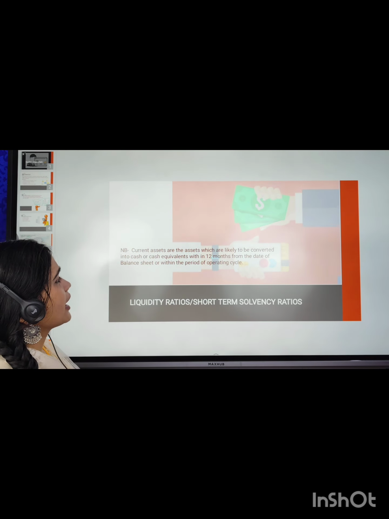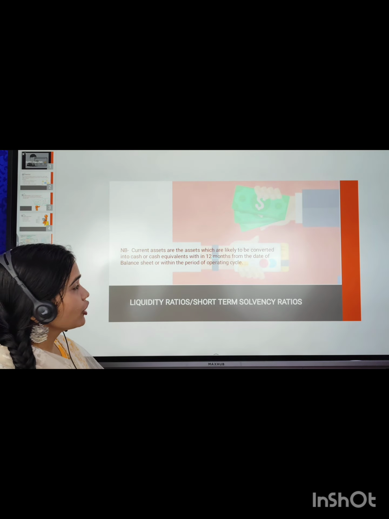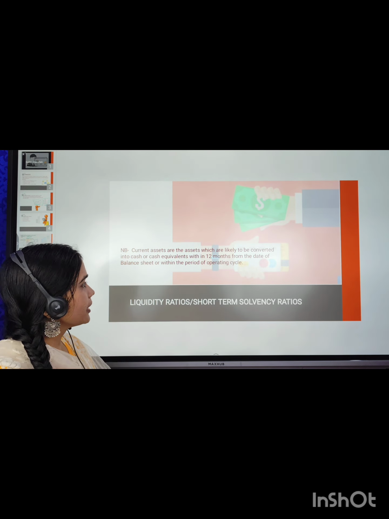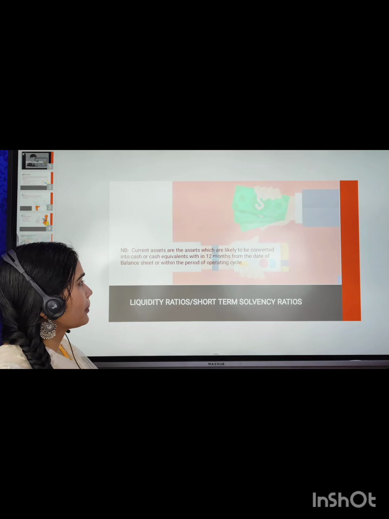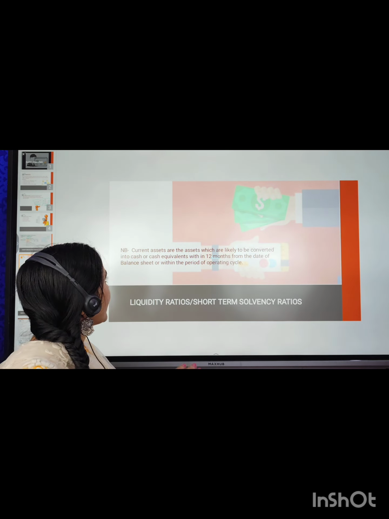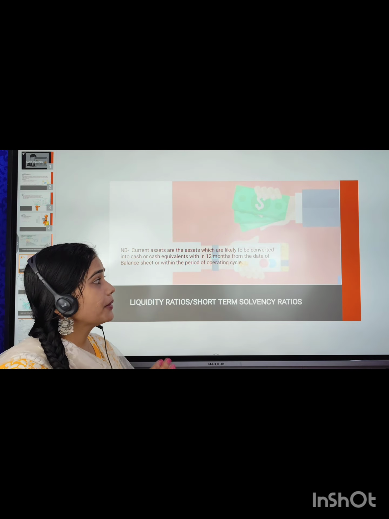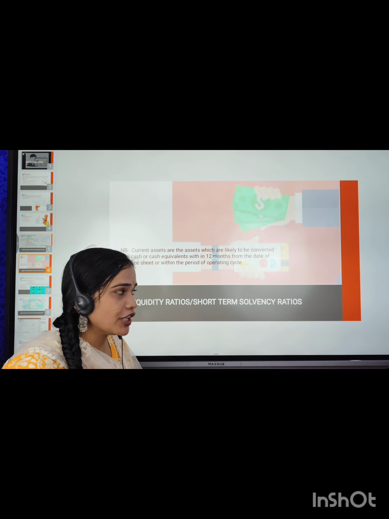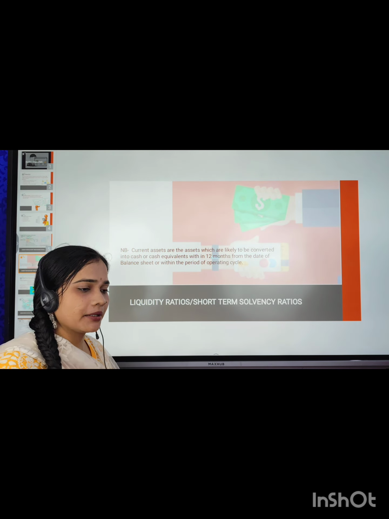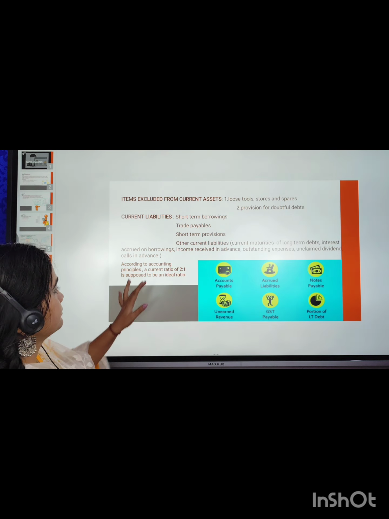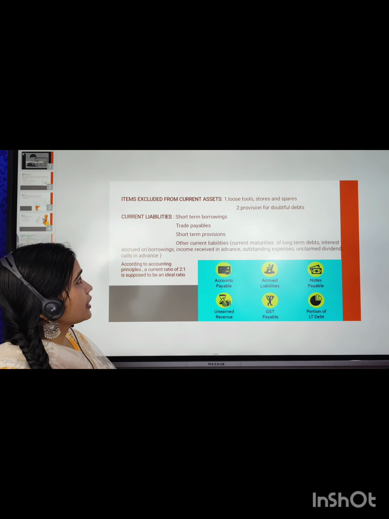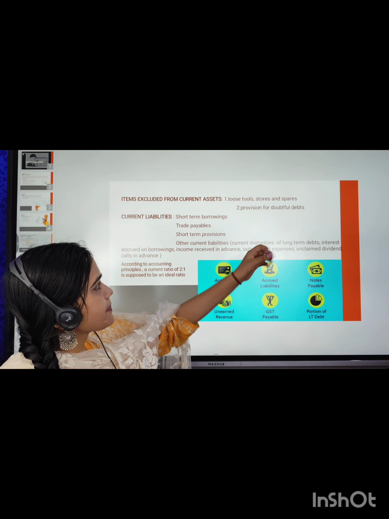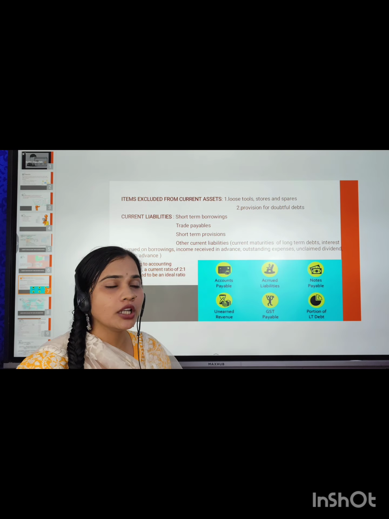NB. Current assets are the assets which are likely to be converted into cash or cash equivalent within 12 months from the date of the balance sheet or within the period of the operating cycle. In this, we generally calculate current assets for a given period of time, like the minimum period of 12 months from the date when we prepare our balance sheet, or within the operating business cycle period. Items excluded. What are the items we generally exclude from our current assets? Loose tools, stores and spares, and the second one is provision for doubtful debts.